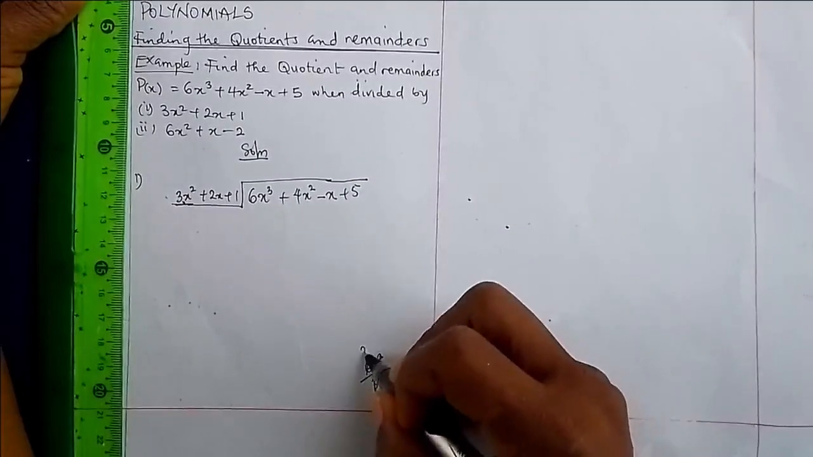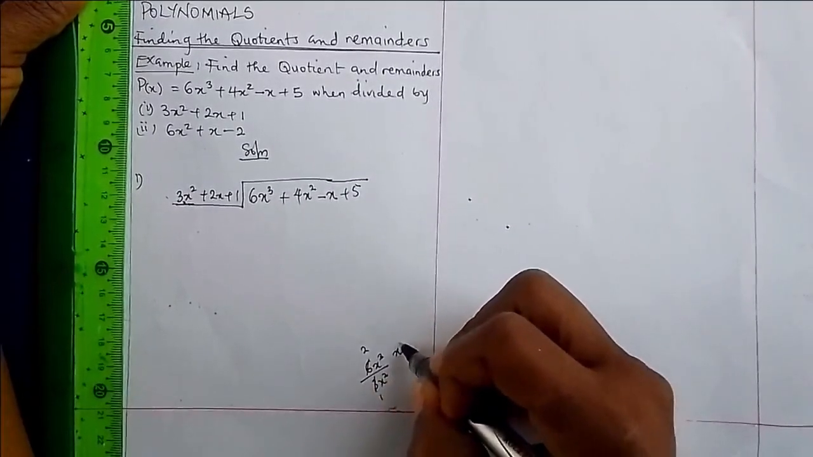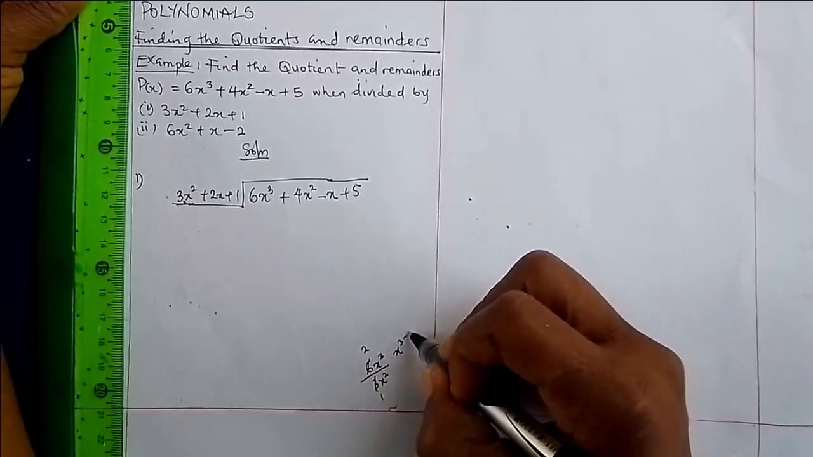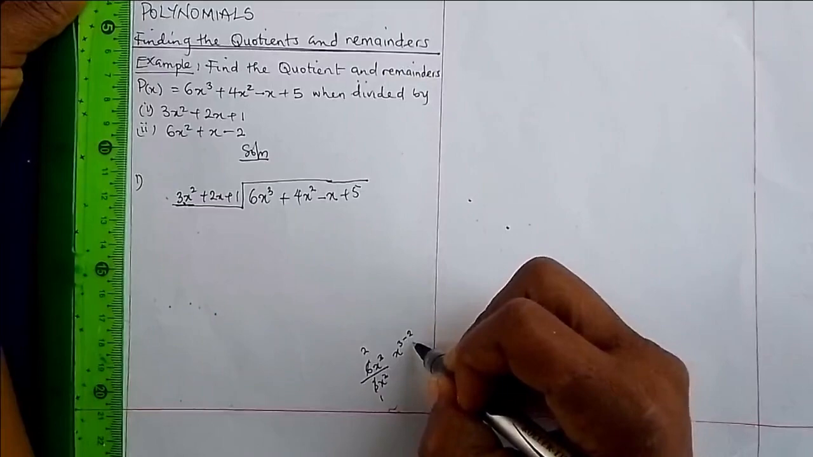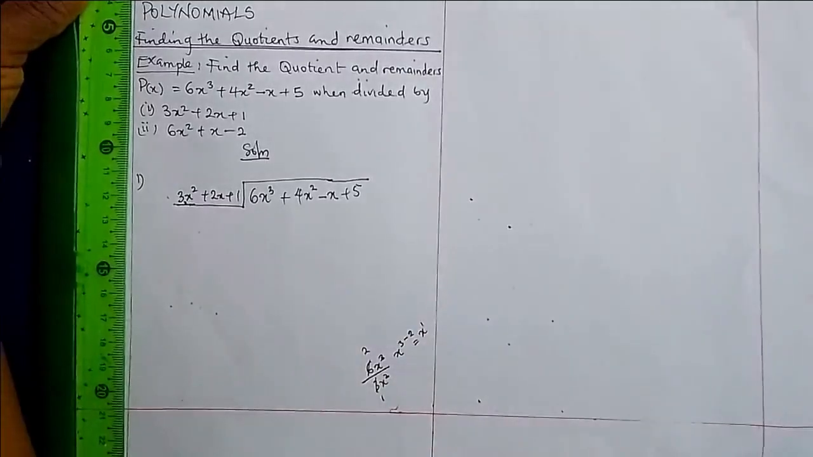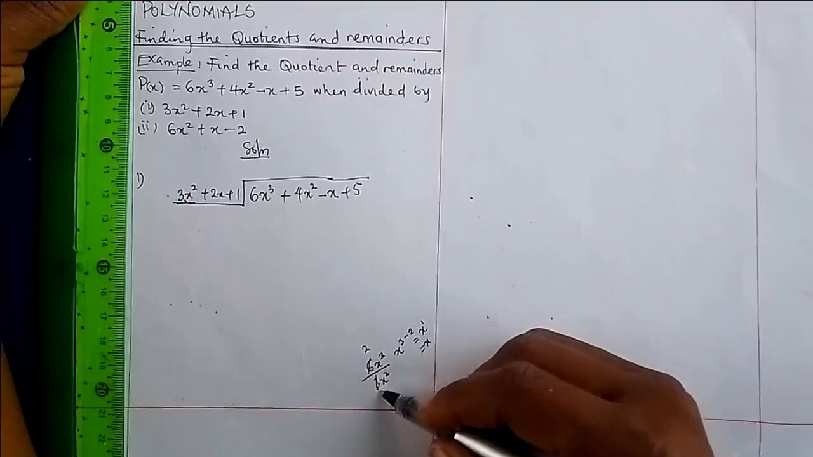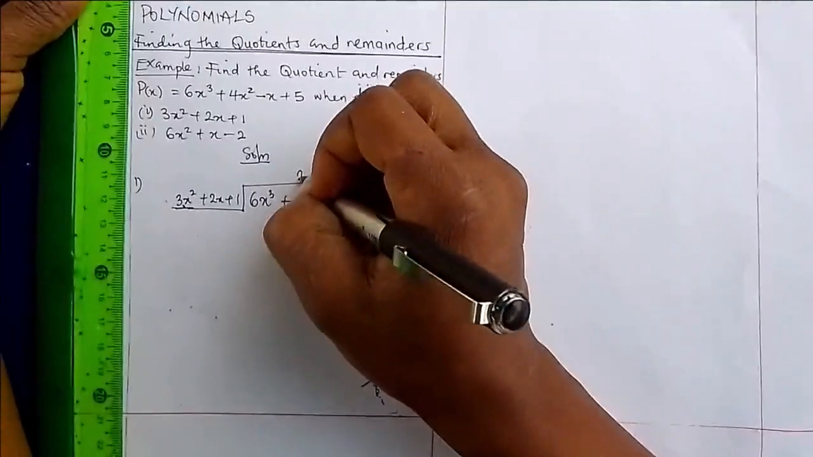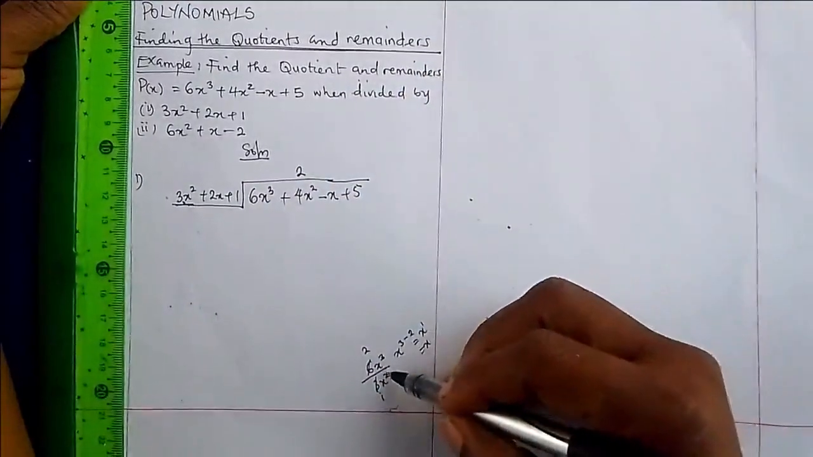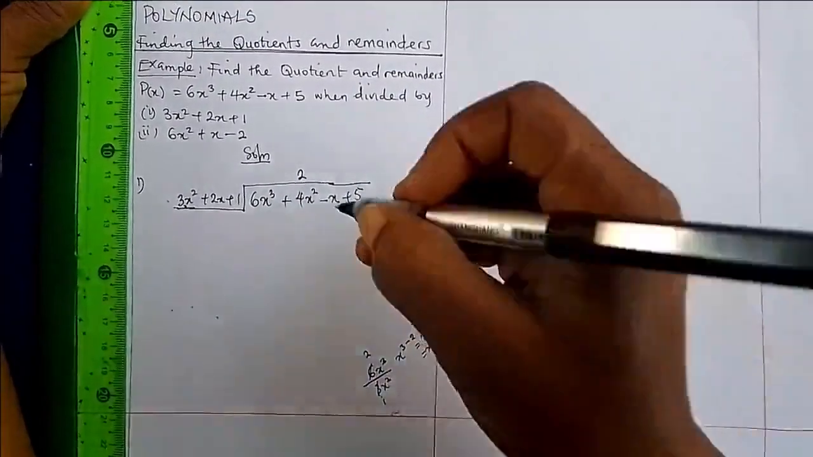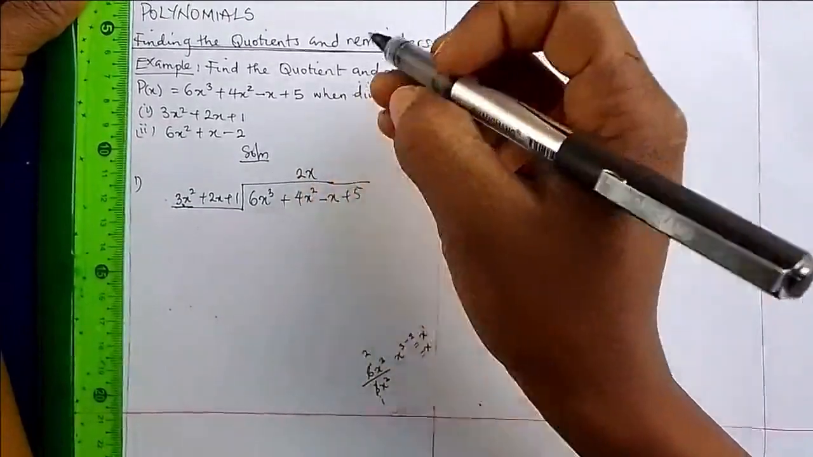6 divided by 3 gives 2, and x^3 divided by x^2, we subtract the powers, gives x to the power of 1, but we can still write it as x. So when number divided by number, it gave us 2. And when x^3 divided by x^2, it gave us x.